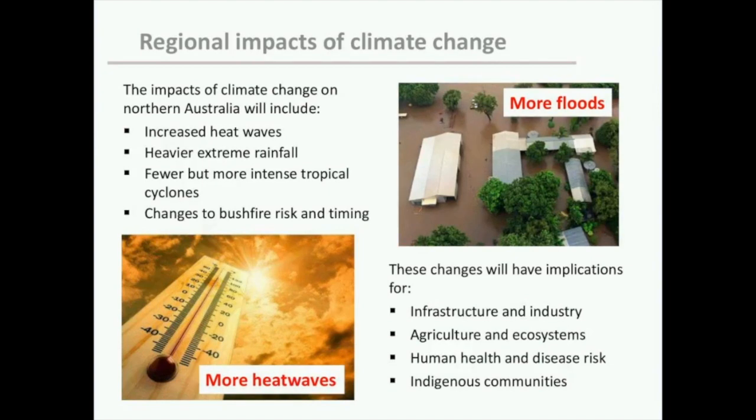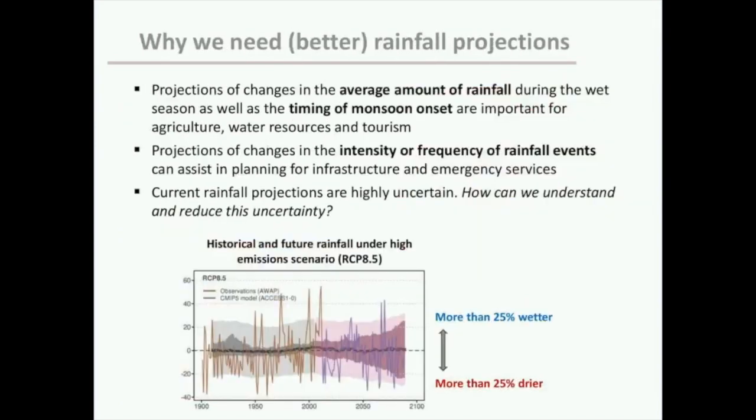And of course, these kinds of changes will have impacts on many different industries and so forth, for agriculture and ecosystems, human health, disease risk, and for Indigenous communities who tend to be very vulnerable to many of these kinds of impacts. And what is the role of rainfall projections?